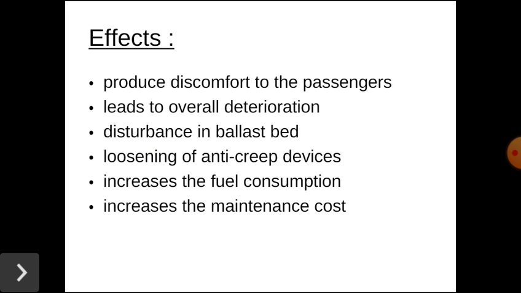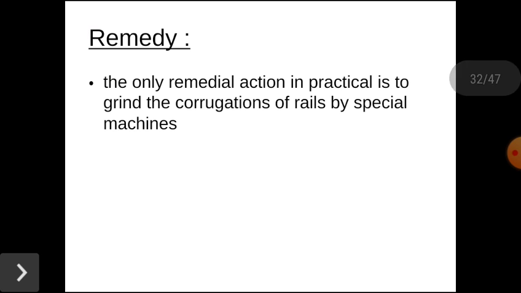The effects caused by corrugated rails are that they produce discomfort to the passengers, and also lead to overall deterioration, disturbance in the ballast bed, loosening of anti-creep devices, increased fuel consumption, and increased maintenance cost. So how can we remedy this? The only practical remedial action is to grind the corrugations of rails by a special machine.